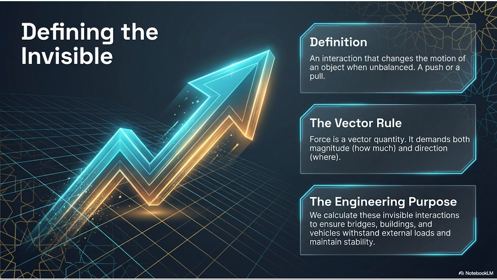Vector quantities. Yes, and this is a completely non-negotiable rule in physics. A vector demands two very specific pieces of information. It needs magnitude, and it needs direction. Okay, let me make sure I'm wrapping my head around this. Magnitude is the how much, right? Right. Like the sheer amount of power or effort. And direction is the where.